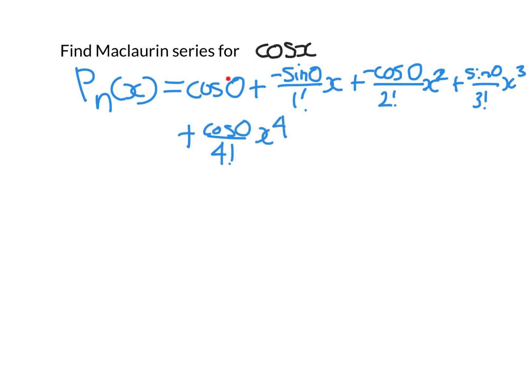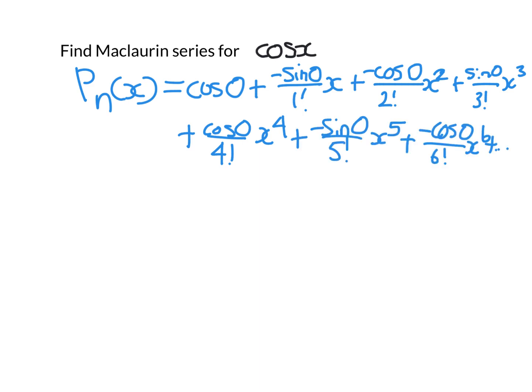So we're going to keep going: cos 0, negative sine 0, negative cos 0, sine 0. And then we get back to the start, repeat this cycle again. So it's going to go on forever and ever like that. Now notice that cos 0 equals 1. So first term is 1. All of these sine zeros equal 0. So anything with an odd power of x is actually going to cancel out.